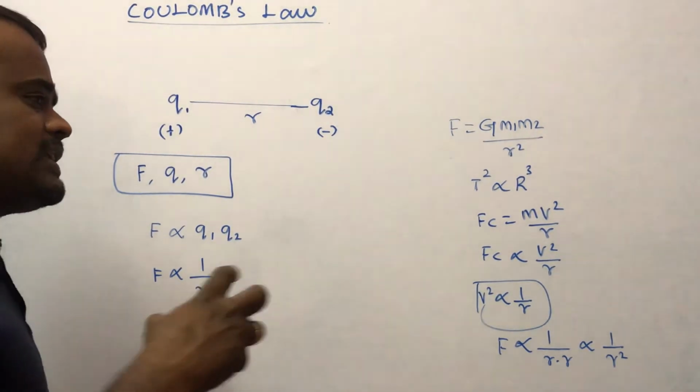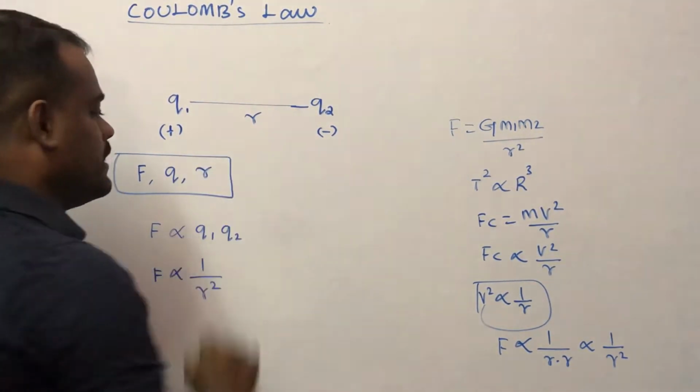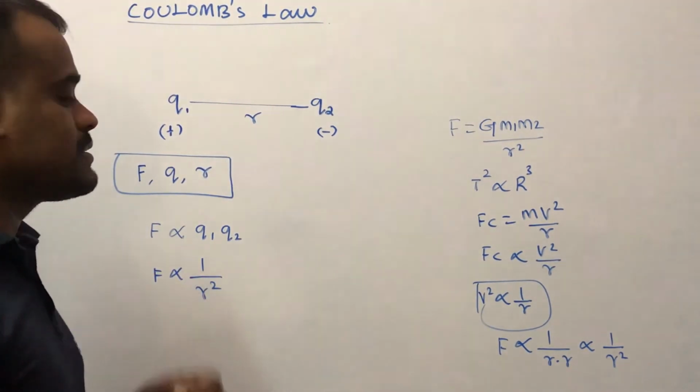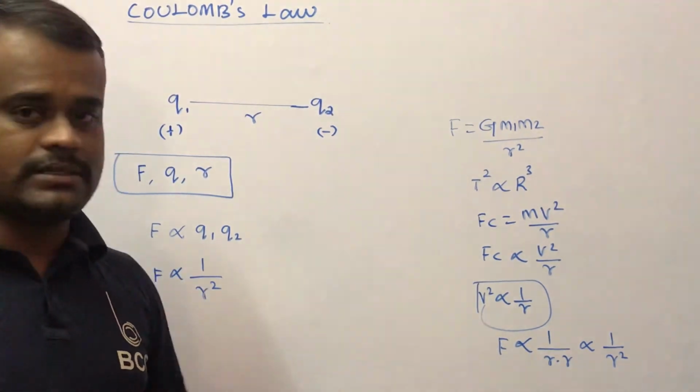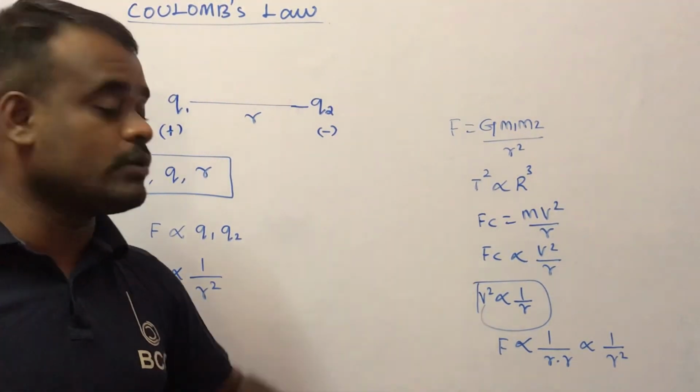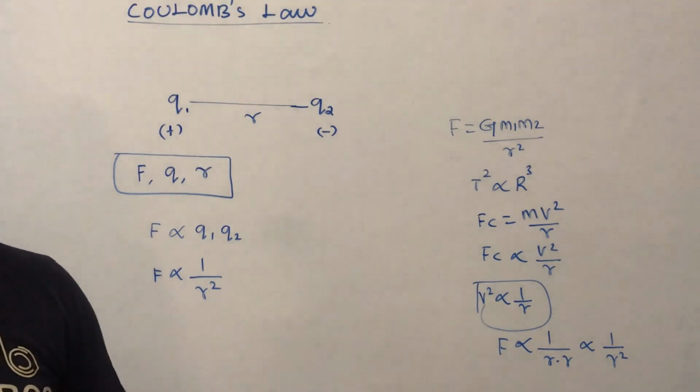Why? Mostly they ask, sir, here we are using r only, then why are they using r squared? We already derived this in 11th standard. Here some derivation is there, and with the help of that derivation we find the square of the velocity.